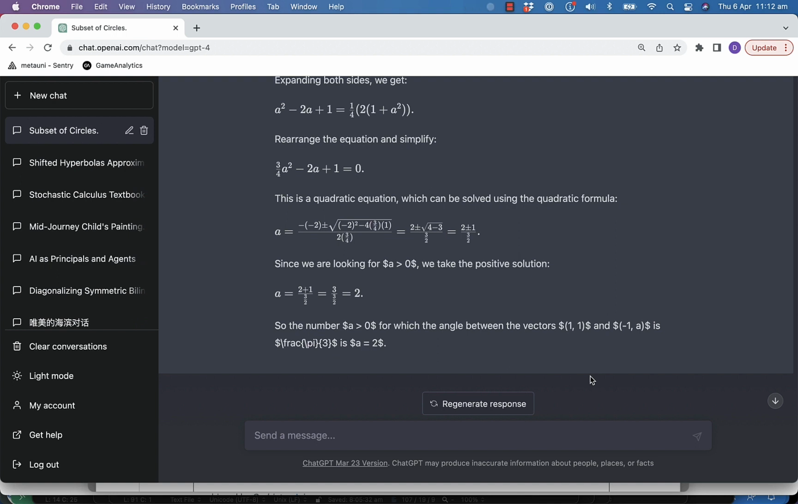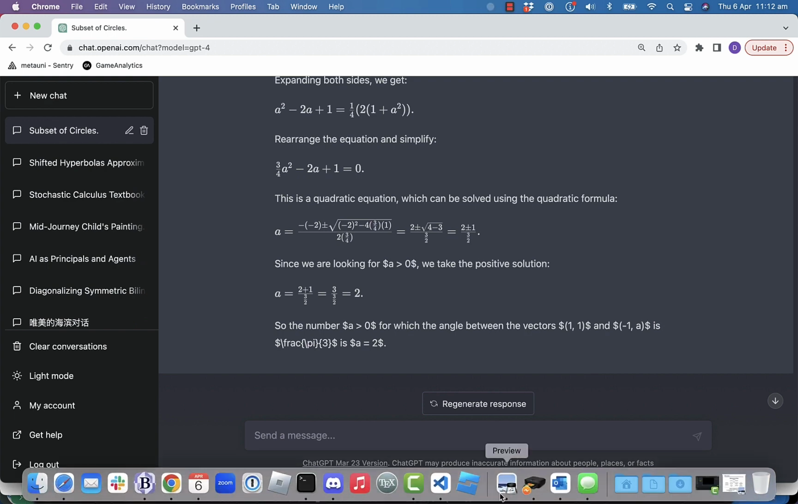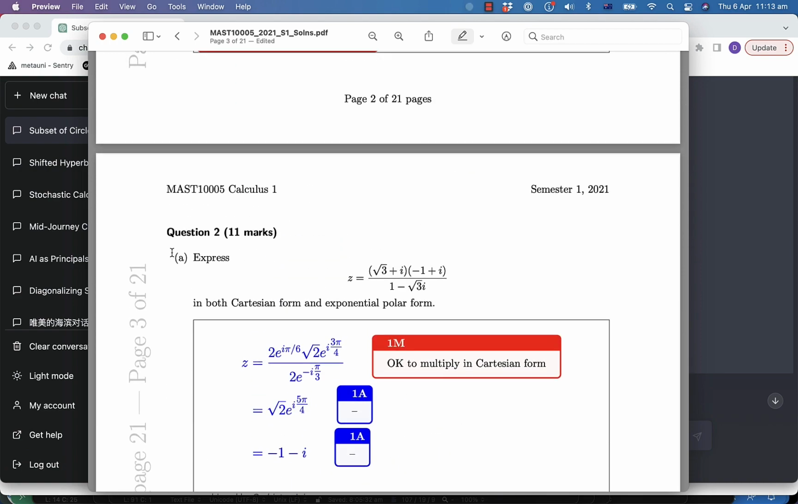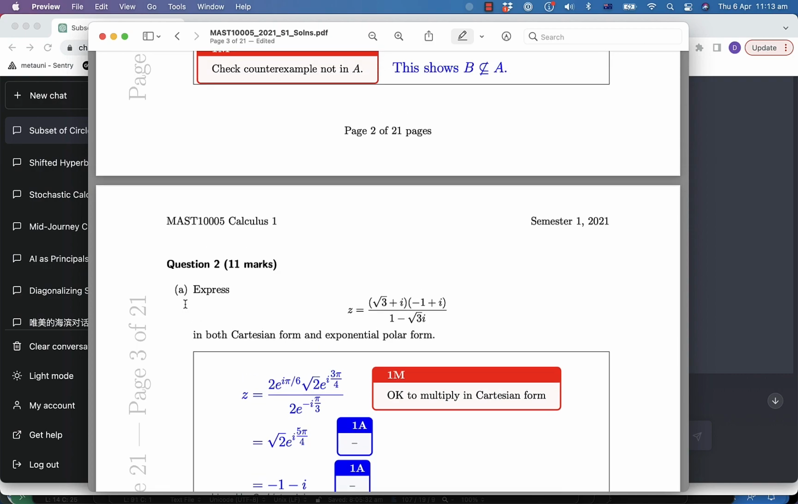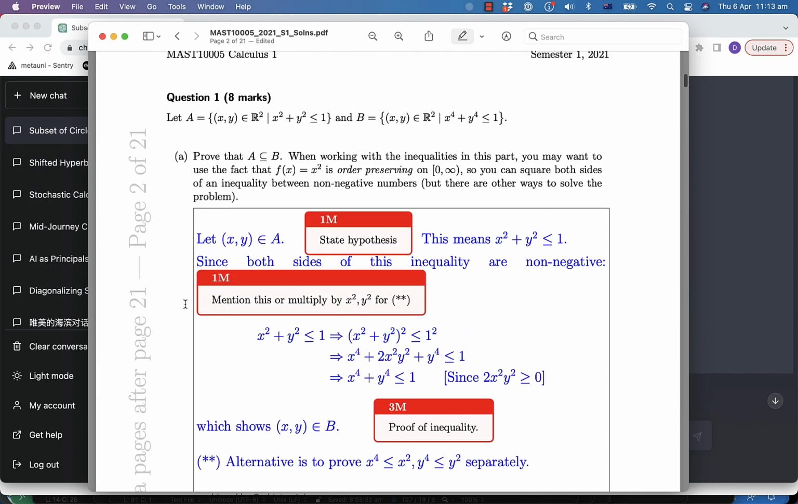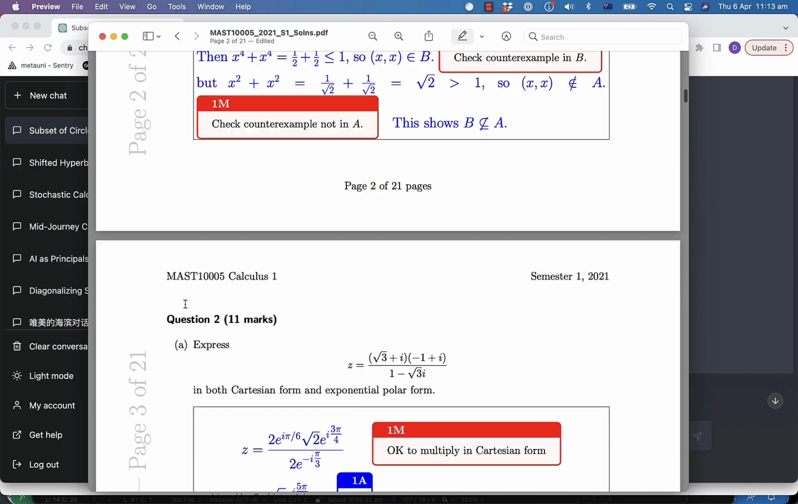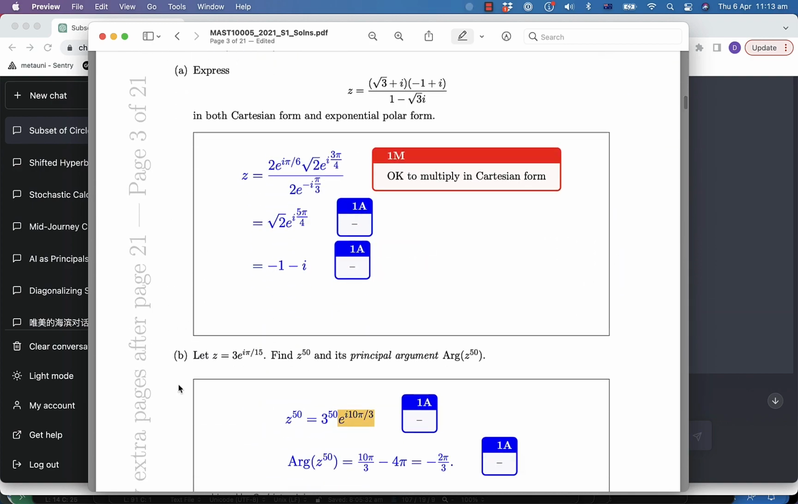19 out of whatever it is. I should tell you how many. It lost five plus seven plus one plus two. So 15. It lost 15 marks. Okay, and it got 19 marks. All right, it's passing, it's amazing.